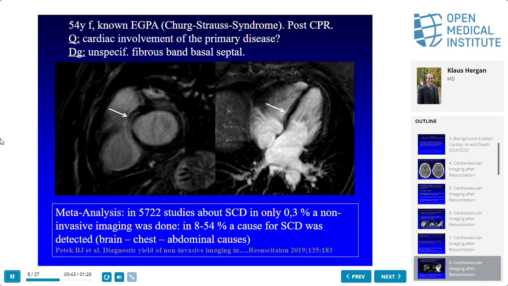it's really the case. In this meta-analysis, this is quite interesting, by Petek, he analyzed almost 6,000 studies in patients with sudden cardiac death, and in only 0.3% of these cases, non-invasive imaging was mentioned. This is quite interesting. And here in 8 to 54% of the cases, the cause for sudden cardiac death was detected. So in brain edema or brain problems, chest problems, abdominal causes. So it makes sense doing imaging workup in patients with sudden cardiac death.